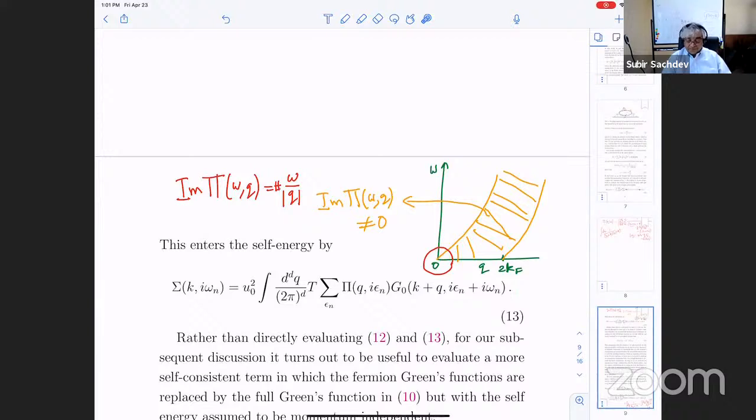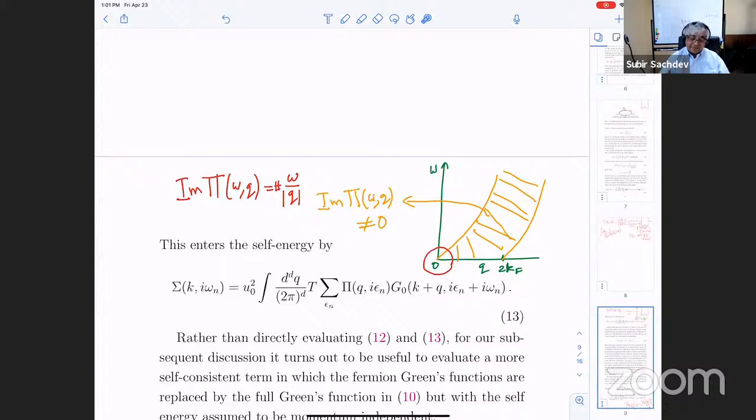So if you want the full answer, the full lifetime of a quasi-particle, it's really beyond Landau-Fermi liquid theory. It's not part of Landau-Fermi liquid theory. In Landau-Fermi liquid theory, the lifetime is infinite. So you're looking at corrections to Landau-Fermi liquid theory.